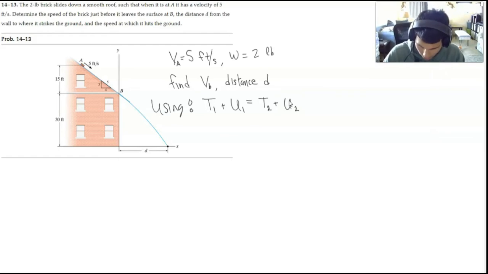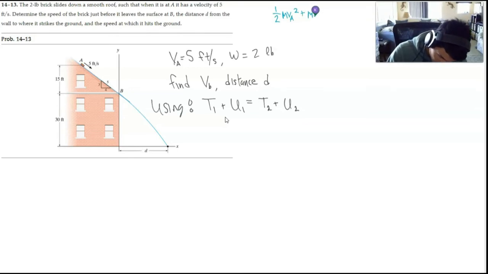I'm going to go with the blue font here. So I'm going to write T1 and U1 and T2 and U2 as their actual formulas now. So 1/2 VA squared plus MGH is equal to 1/2 MVB squared plus MGH. 2 and 1.